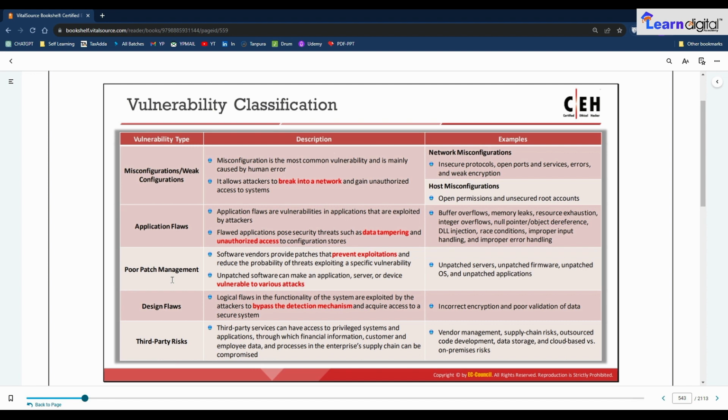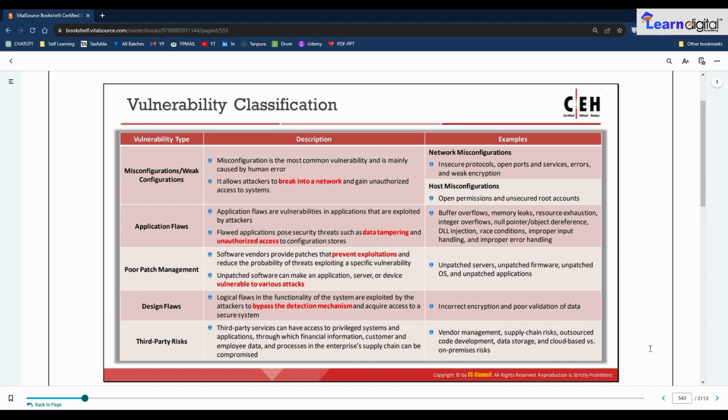Software vendors provide patches that prevent exploitation and reduce the probability of threats exploiting a specific vulnerability. Unpatched software can make an application, server, or device vulnerable to various attacks. I gave you some examples of poor patch management, like unpatched servers, unpatched firmware, unpatched OS, and unpatched applications as well.